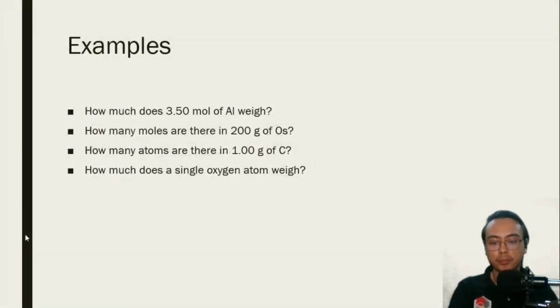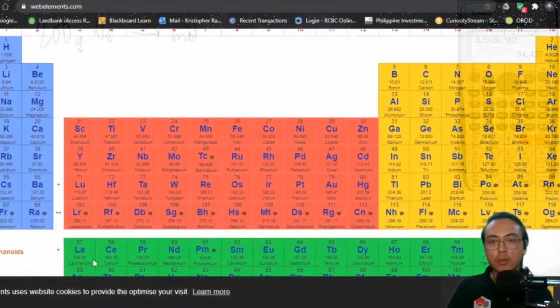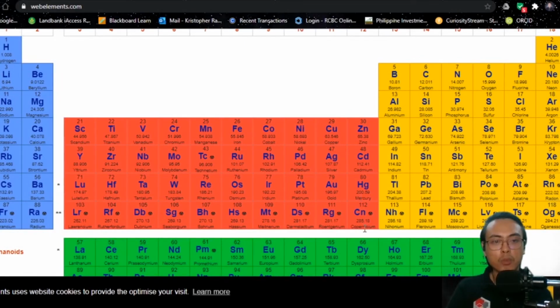Okay, next problem. How many moles are there in 200 grams of osmium? So the given is 200 grams osmium. We want to know the number of moles. So let's try to solve this. We are converting from grams to mole. So we still need the molecular weight as our conversion factor. So let's look for the molecular weight of osmium. So from our periodic table, osmium is 190.23 grams per mole.